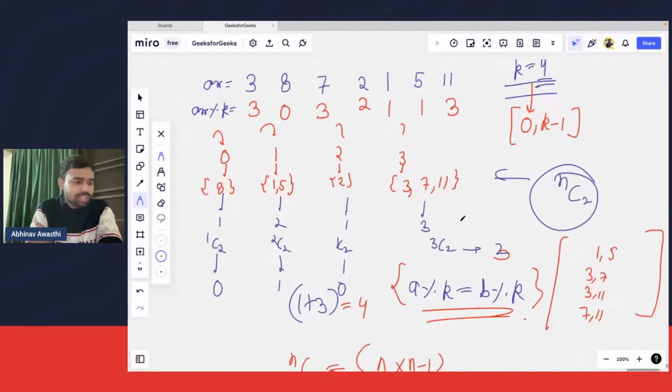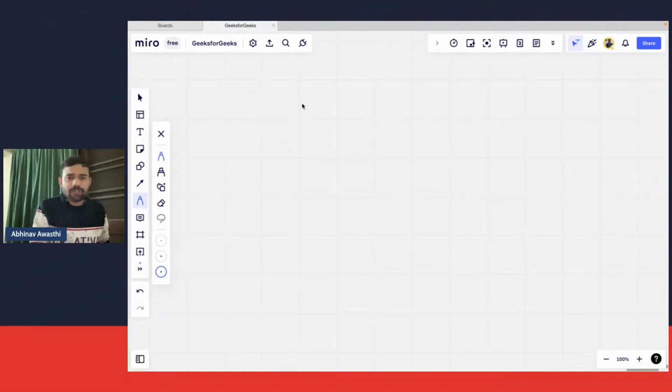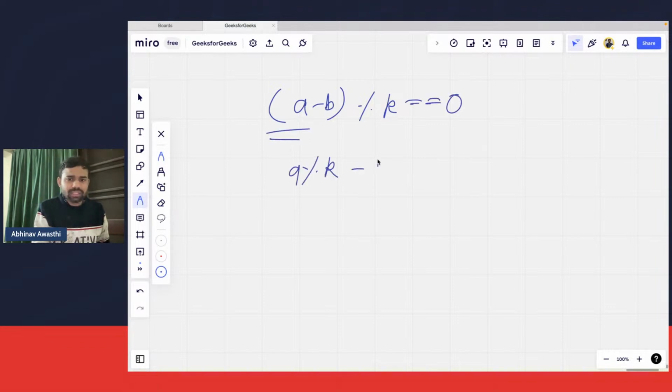So let's do it, guys. Let's have a quick revision for those who have joined late. First of all, we have our array, and after that, we have taken that array into ARR of k. The reason being, as I told you, if we want the absolute difference to be divisible by k, if I expand it, it will become like this.